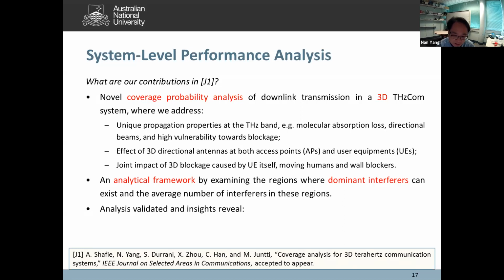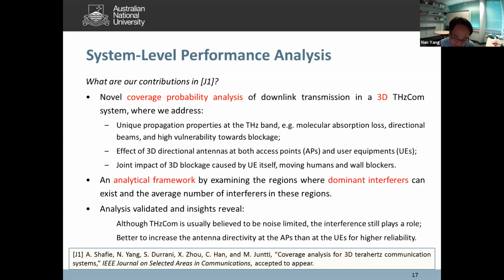And we also validate our analysis and provide some insights, particularly when we show that the interference in terahertz communication still plays a significant role, such that we have to try to provide as accurate a way as possible to evaluate its impact. So these are the main contributions of our journal in the system level performance analysis.